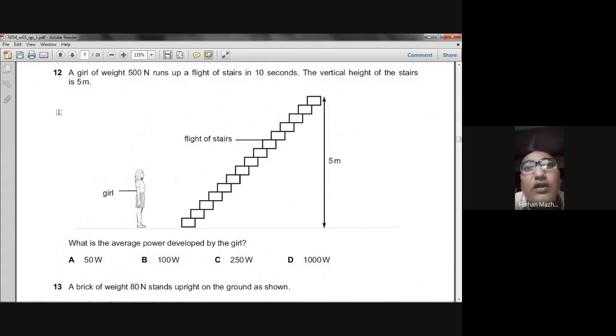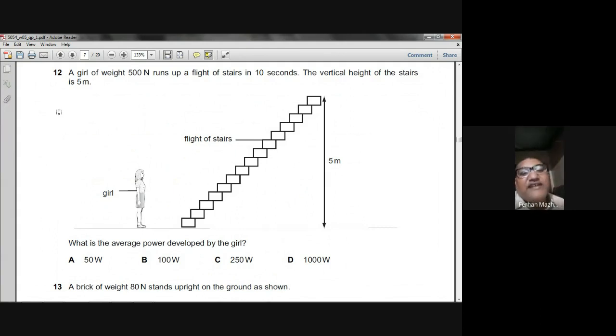A girl of weight 500 Newton runs up a flight of stairs in 10 seconds. The vertical height of the stairs is 5 meter. What is the average power developed by the girl? So you can see that the weight of the girl is 500 Newton. She went up in 10 seconds, and the vertical height she gained is 5 meter. So the question is, what is the power?